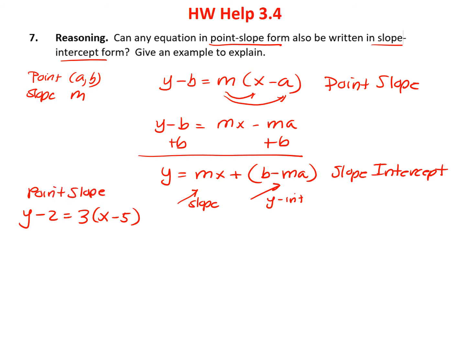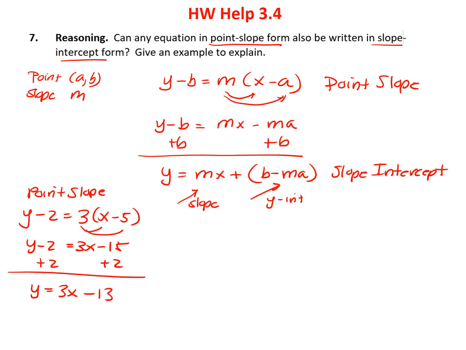And to make it into a slope-intercept, we'll distribute again. y minus 2 equals 3x minus 15. And then we'll get the y by itself by adding 2 to both sides. And we end up with y equals 3x minus 13. And now I'm in slope-intercept form. And that procedure can be done for any time you want to go from point slope to slope-intercept.